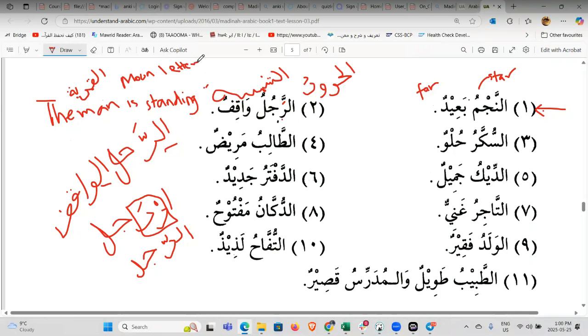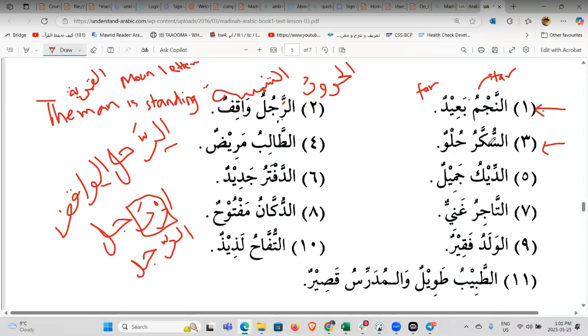Basically, if a letter is not a moon letter, it's a sun letter. If it's not a sun letter, it's a moon letter. So you're going to have two categories. And we can list them, but I'm going to assume that you already know what they are. Okay. Sukkar.